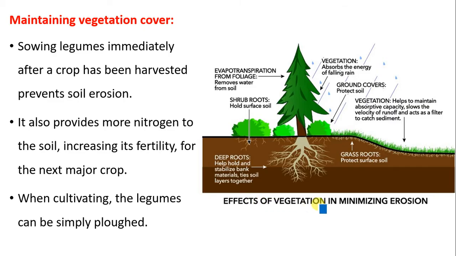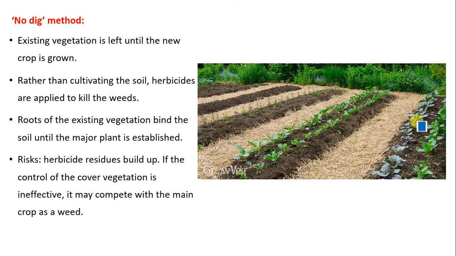So you see the effect of vegetation in minimizing erosion. The plants and vegetation absorb the energy of falling rain through interception. Ground cover also prevents surface runoff and therefore the washing away of the soil. Vegetation helps to maintain the absorptive capacity of the soil, slows the velocity of runoff, and acts as a filter to catch sediment. This is of major importance in soil erosion control, because the soil is not usually exposed in this case, so you cannot easily wash it off.